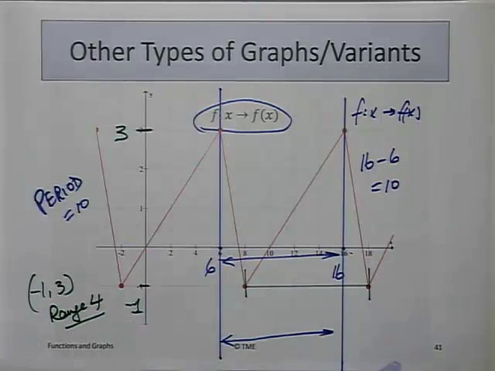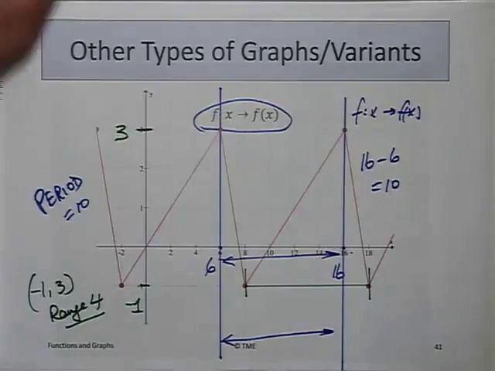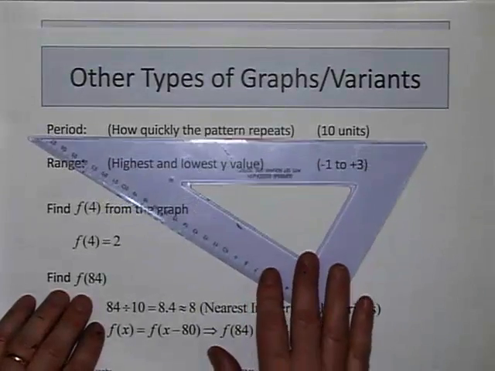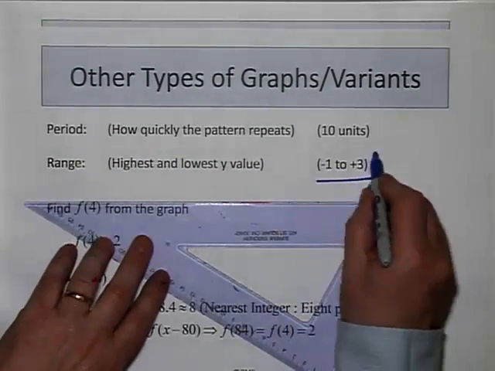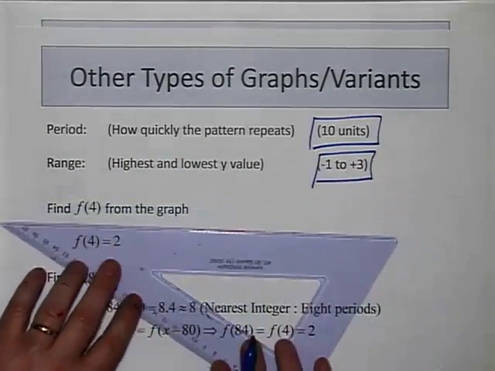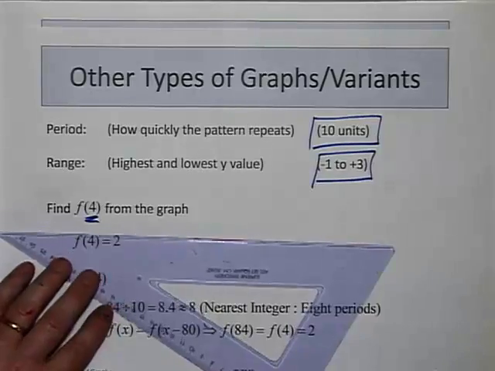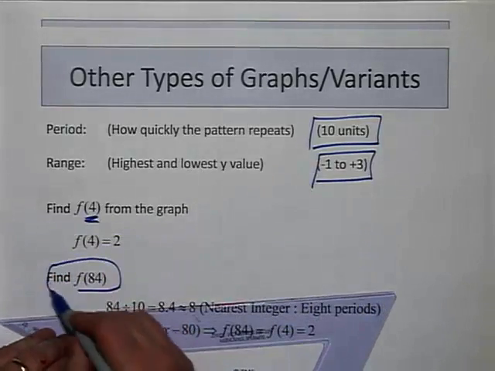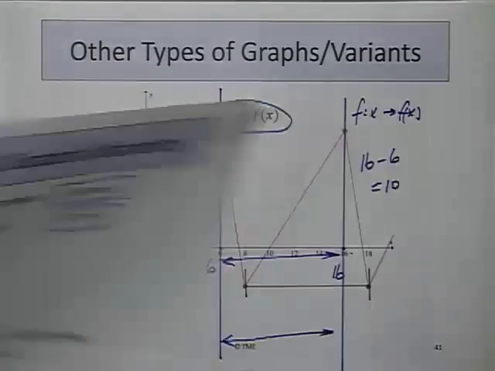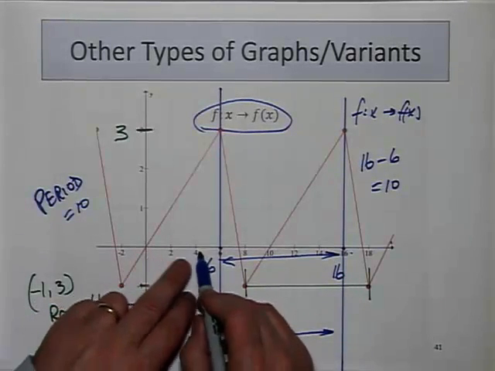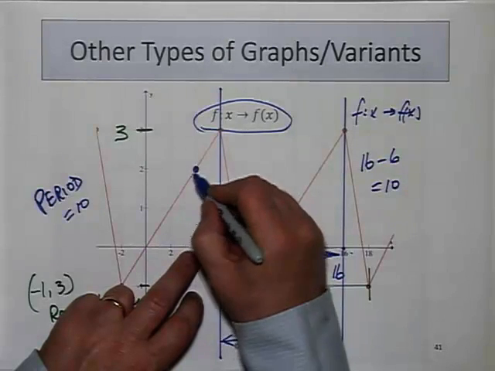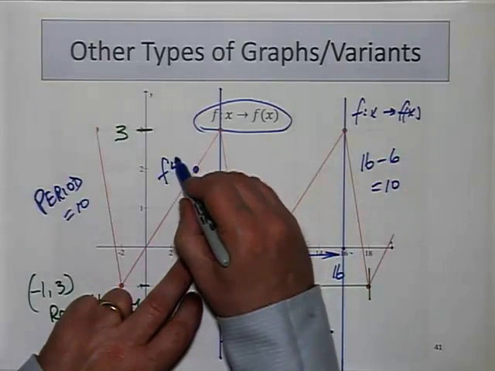Now, what can they ask you to do? Well, they can say, how quickly does the pattern repeat itself? 10. What's its range? Minus 1 to 3, which we read from the graph. And then it says, find f of 4 for me, and find f of 84. Well, f of 4 shouldn't be too hard because it's here. So you go to the graph and it looks like f of 4 is 2.